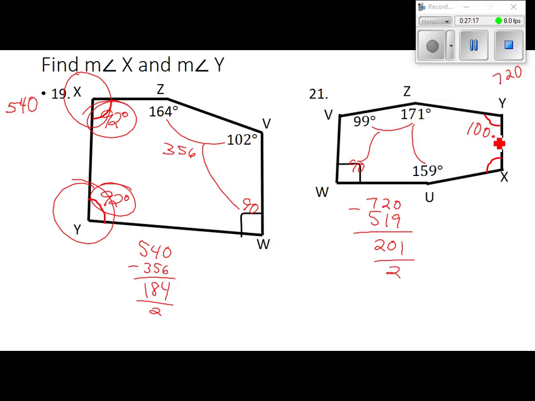100.5. So what's the measure of angle Y right there? 100.5, whichever one you put. Ignore that straight line going out through there. Angle X, same thing. Next one.